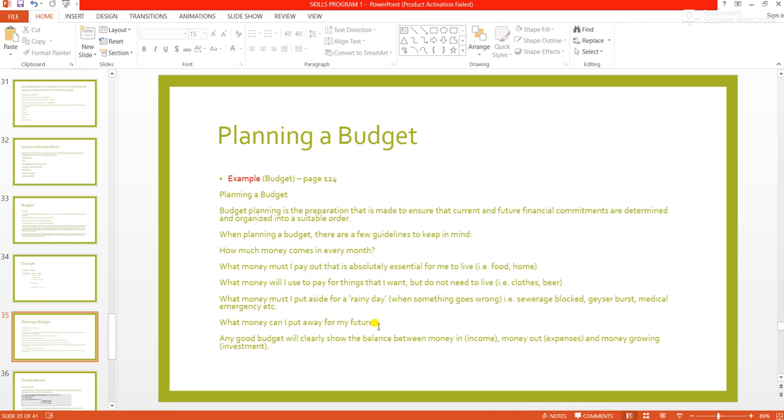You know that you're saving for the future, and any good budget will clearly show the balance between money coming in and money going out, and money growing, which is investing and putting more money away for the future. So this is how to plan a budget, and the example that we went through is a way of how you should unpack your salary and plan your budget. So that's it in terms of budget and how to plan it. Moving on to the next slide, which is simple interest.